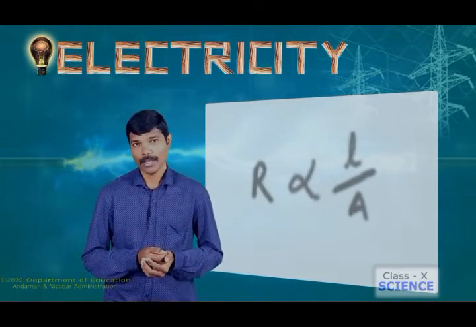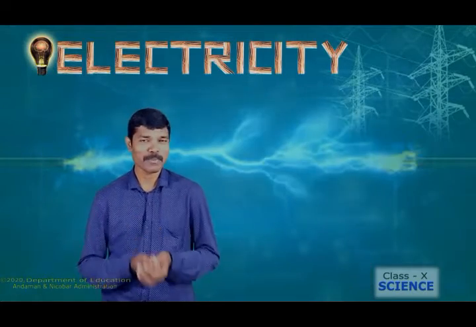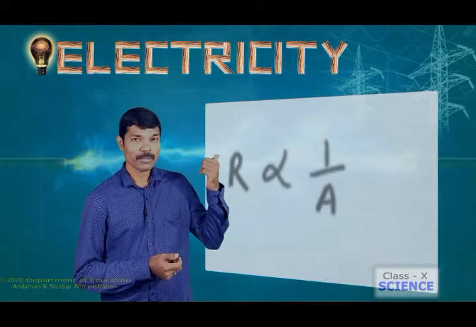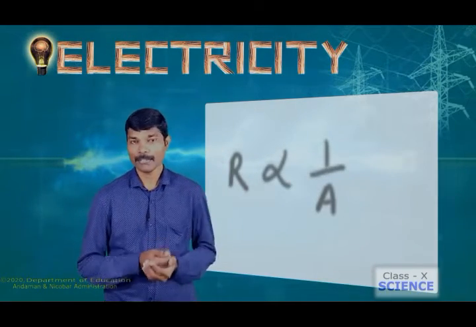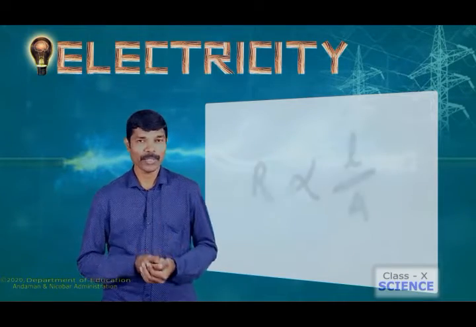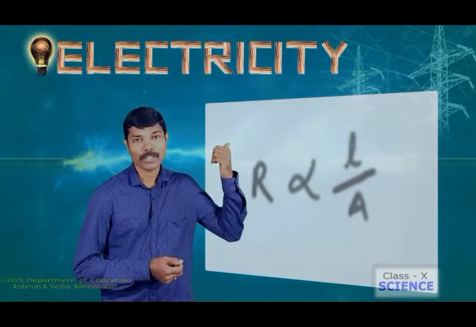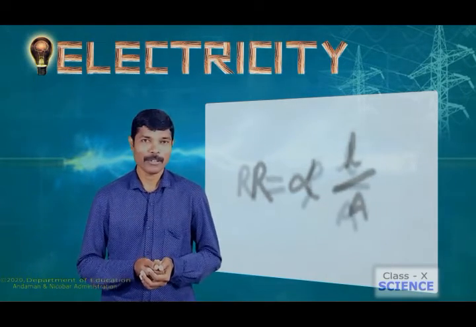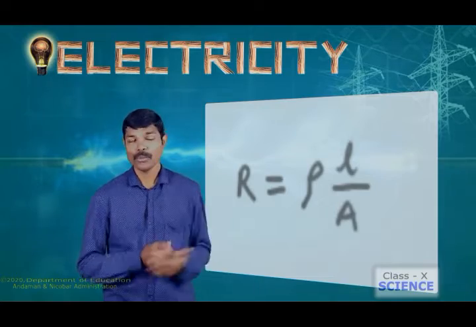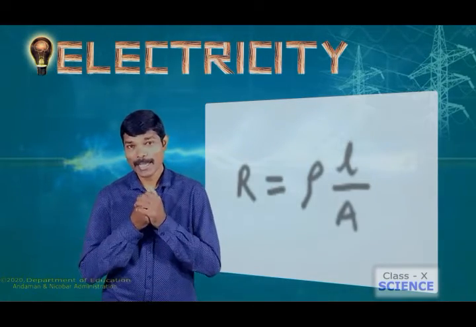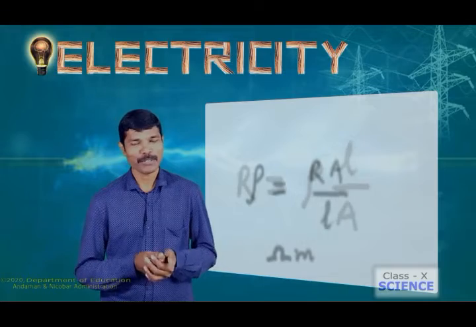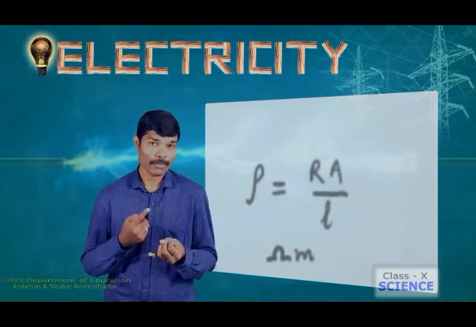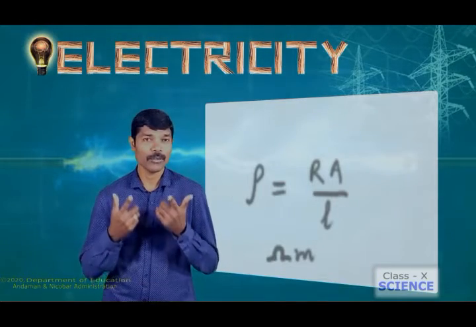We have also seen the resistance of a conductor is inversely proportional to the area of cross section. So R is inversely proportional to 1 by A. Here it shows that inverse relation. So by combining these two, we got R is directly proportional to L by A. On replacing the proportionality constant, we got R is equal to rho L by A. Here rho is the resistivity. On rearranging this equation, we will get rho is equal to RA by L. By substituting the values of R, L and A, we will get the value of resistivity.